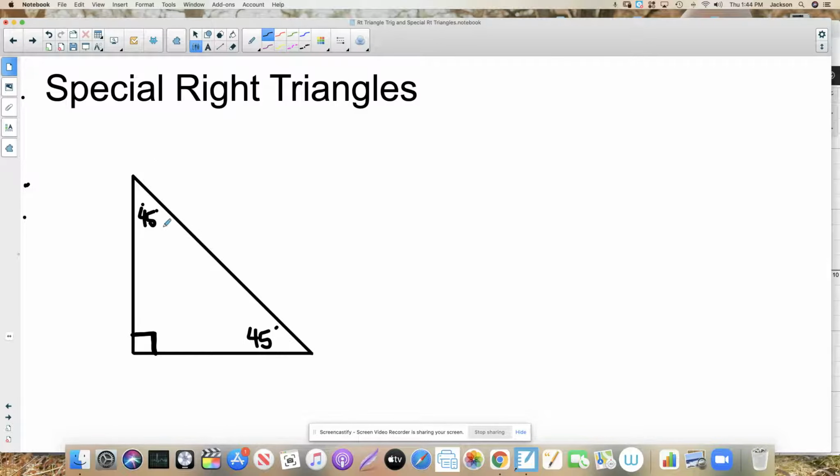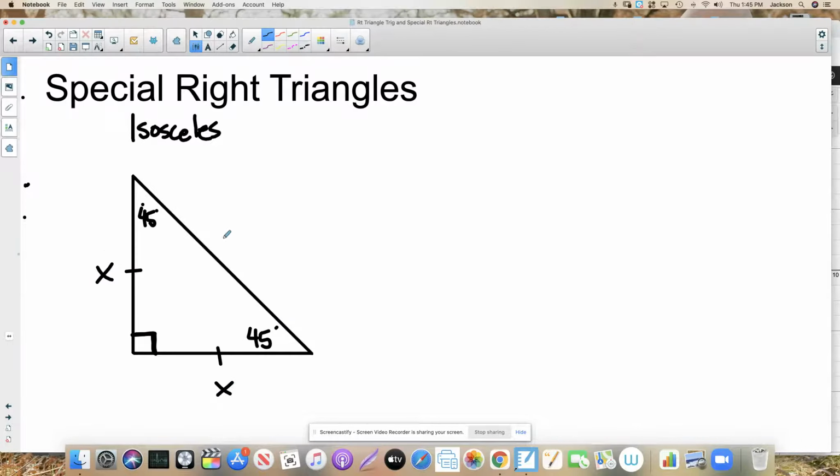So we call this type of triangle that has two congruent angles like so, we call this isosceles, right? So this is an isosceles right triangle. And in an isosceles right triangle that has two congruent angles, it also has two congruent sides. So no matter what this side length is, this side has to be exactly the same, right? So let's call this x and let's call this x.